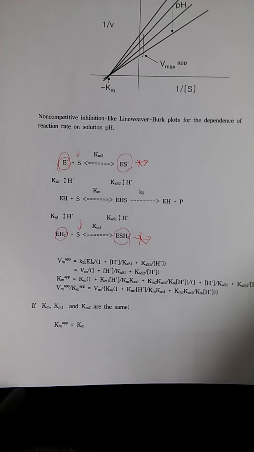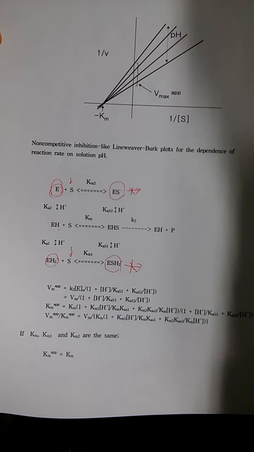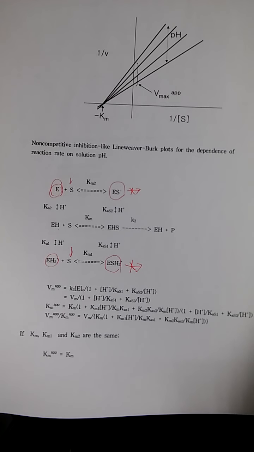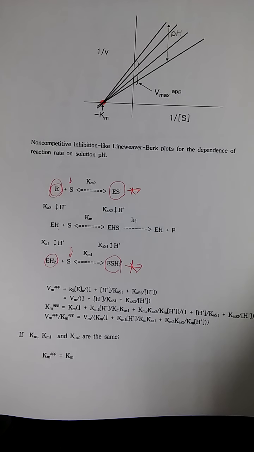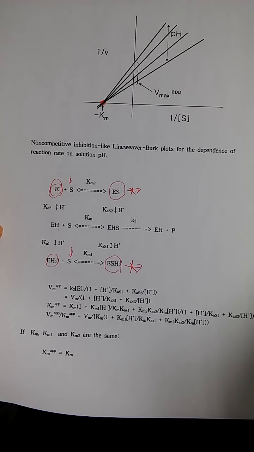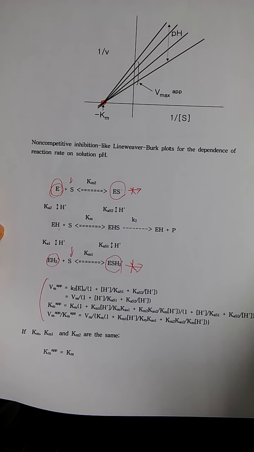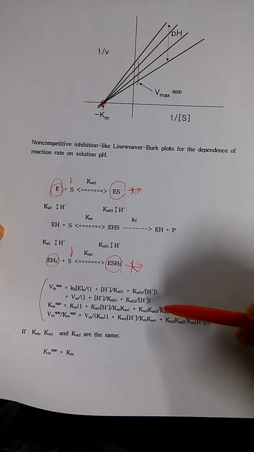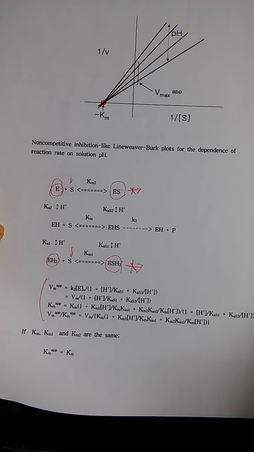And if you try to understand what will happen to the Lineweaver-Burk plot, then we can see that we have a Km value which is independent of solution pH, while the Vmax apparent value is affected by solution pH. And these are the kinetic expressions for Vmax apparent and Km apparent, which depend on the proton concentration. Okay.